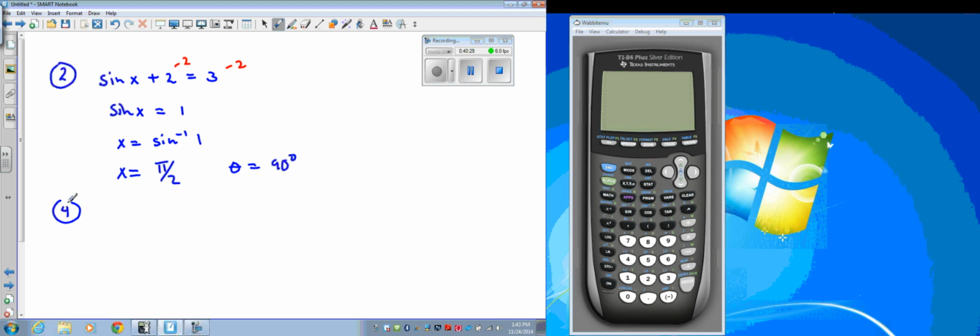Now, number 4 is going to be a different methodology. Here's 2 cosine squared x minus cosine x equals 1. This one, you could say, is a second degree polynomial in cosine. And you could get 0 by itself on one side.